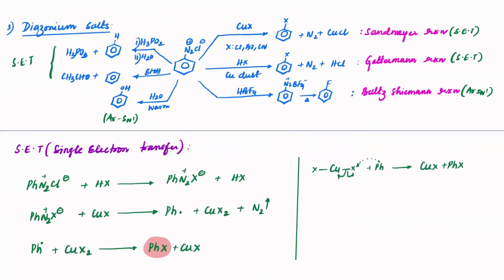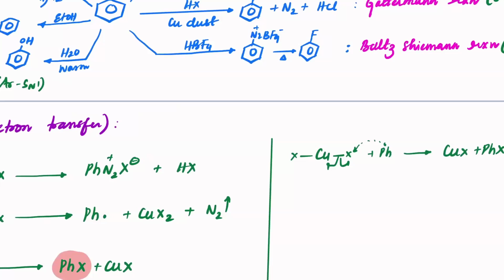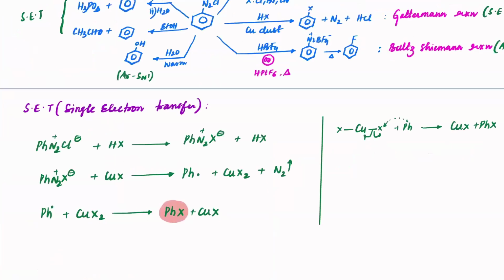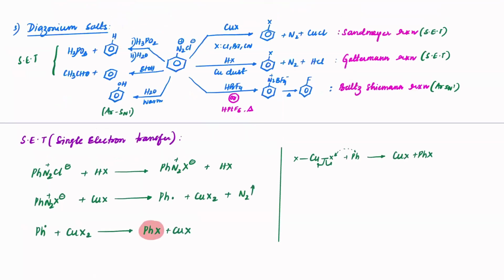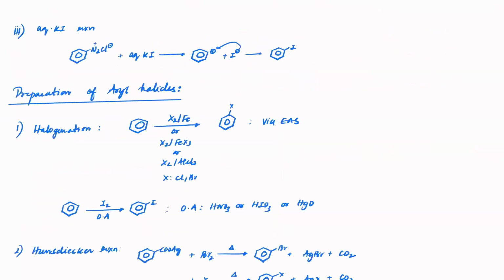Here I have to write the alternative reaction also. Sometimes HPF6 is used, which will also give you the same type of reaction. So basically you will get fluorobenzene here, with heat. So this is the single step mechanism here. Got it? Now notice these are all the preparation reactions of aryl halides.